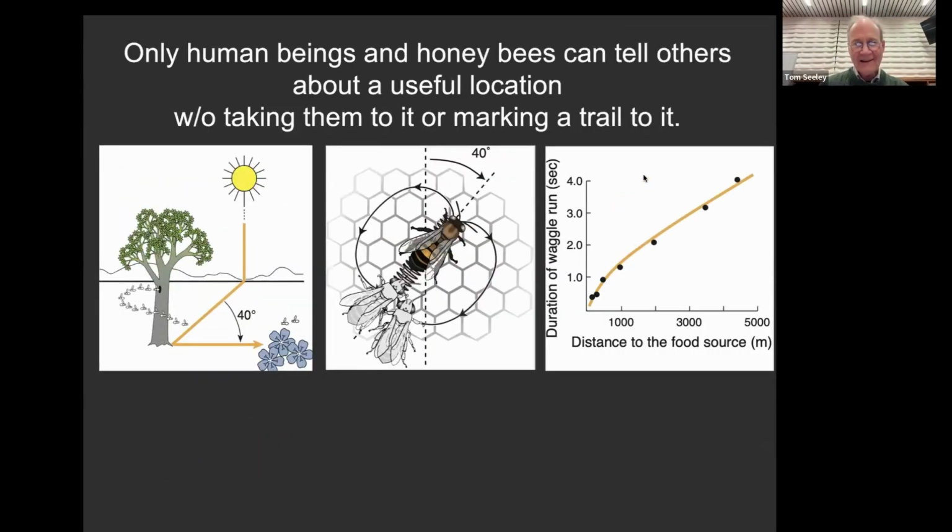Now, one thing that I do really want to emphasize is there's only two animals that can tell others about a useful location without leading them to the site or marking a trail to it. And those two animals are human beings and honeybees. And it's a remarkable thing that there are no other animals besides us and honeybees that have this ability, but that is the reality. And it's part of why this waggle dance has been so fascinating for us.